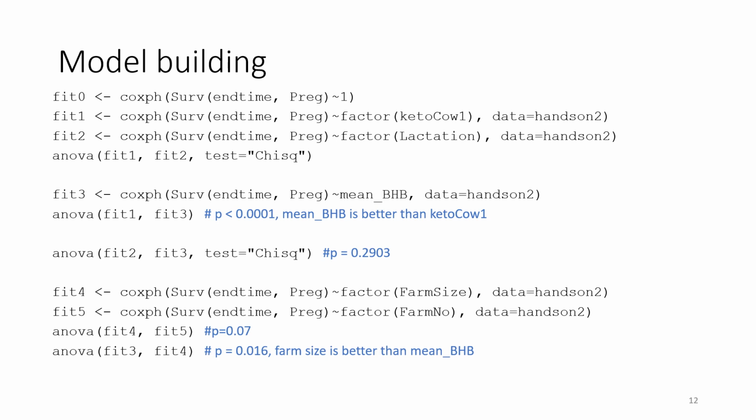The fourth model uses the farm size, and the fifth model uses the farm number. We can see that whether we use farm size, which is small, medium, and large, or just use the farm number directly, there is no really significant difference. And comparing Model 3 and Model 4, the p-value is 0.016, so farm size fits the model better than the mean milk BHB.